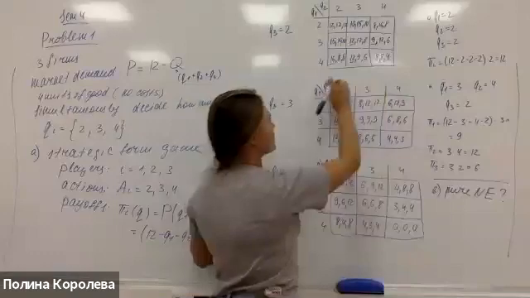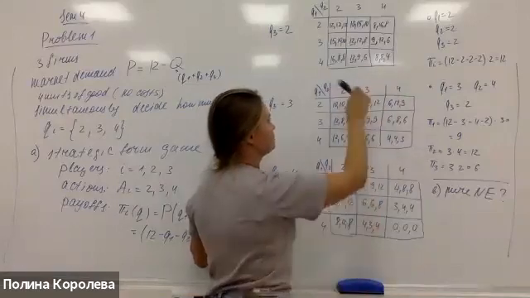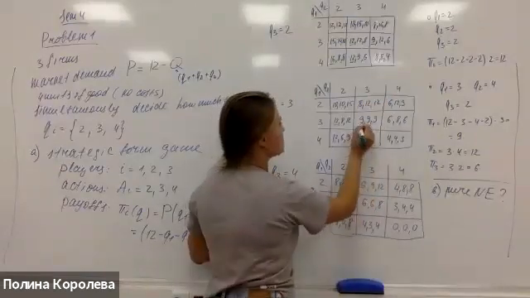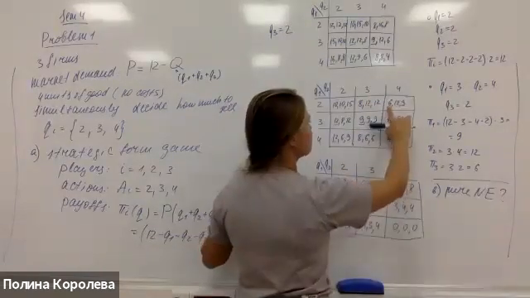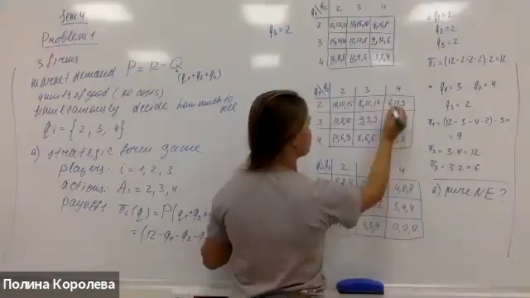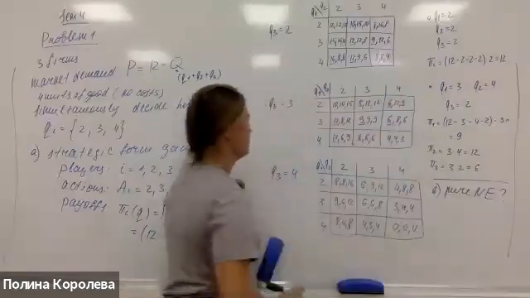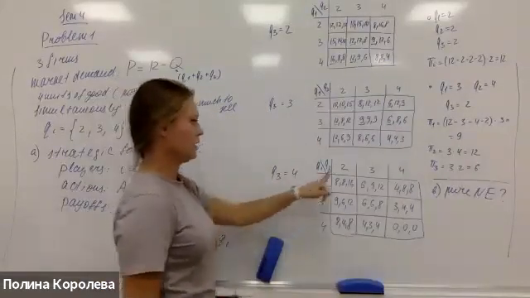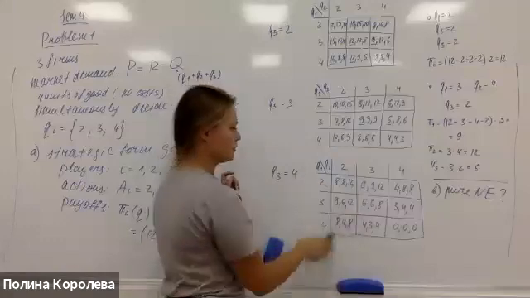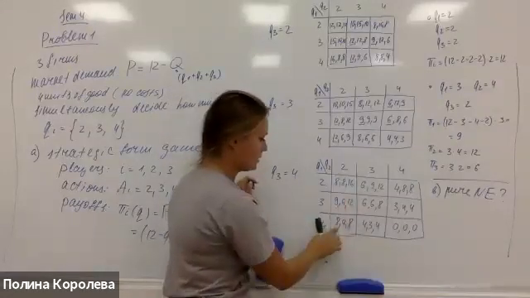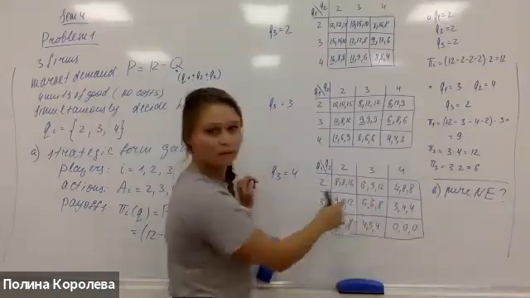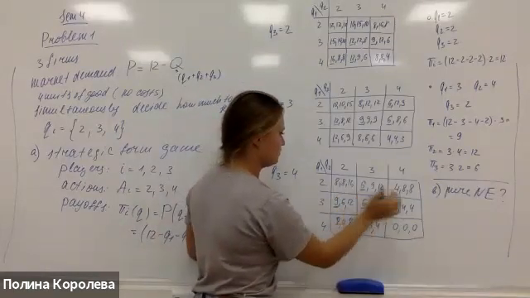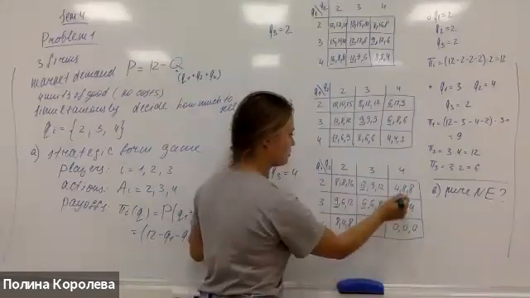Next, if second plays 3, this line. 8, 9, 8. Better 9. Here, 6, 6, 4. Better 6. Mark 6 everywhere. Then, here, if third player plays 4 and second plays 2, this line. 8, 9, 8. Better 9. Here, 6, 6, 4. Better 6. Here, 4, 3, 0. Better 4.